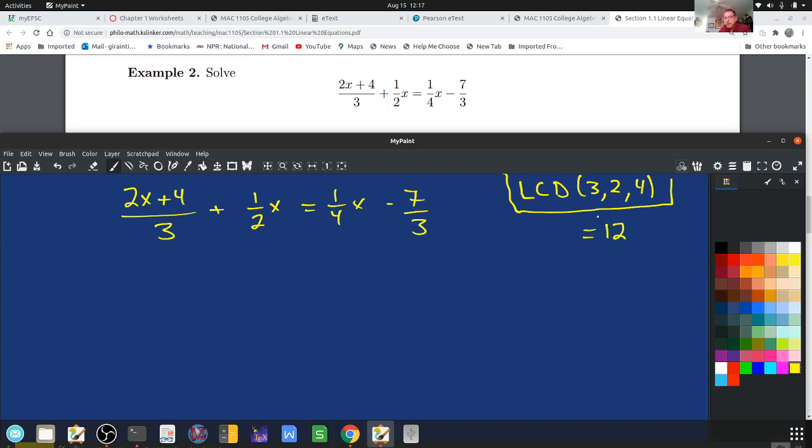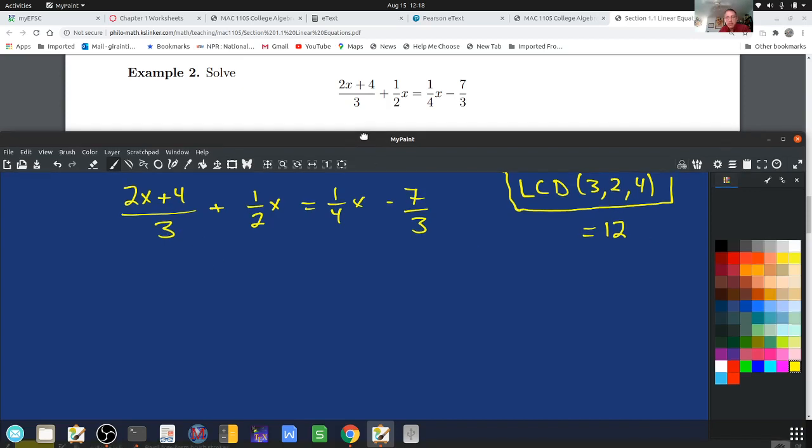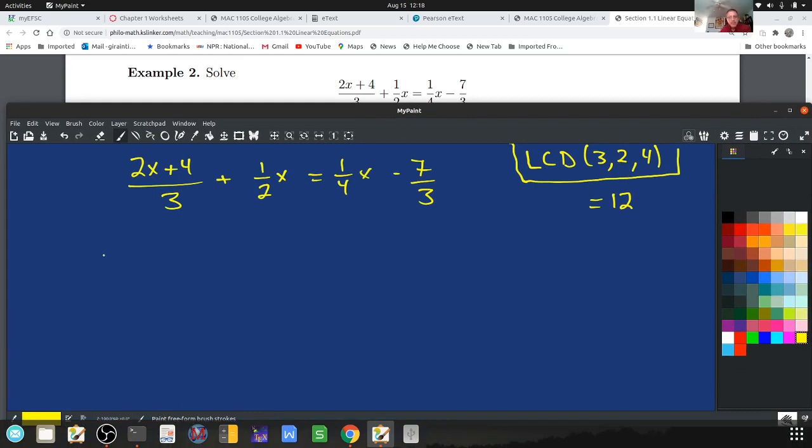Usually people can get the LCD right. 12 is the smallest number such that 3 divides 12 evenly, 2 divides 12 evenly, and so does 4. So once I find the LCD of my denominators, 3, 2, and 4, what I'm going to do to make this so much easier is use the multiplication property and multiply both sides by the LCD. It's going to make our life so much easier.